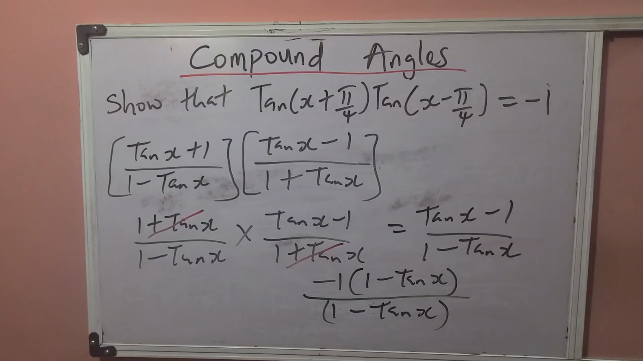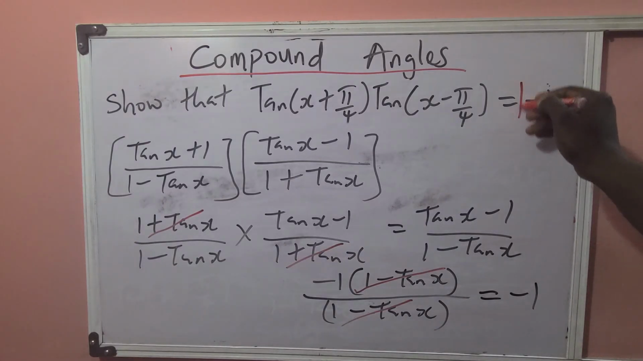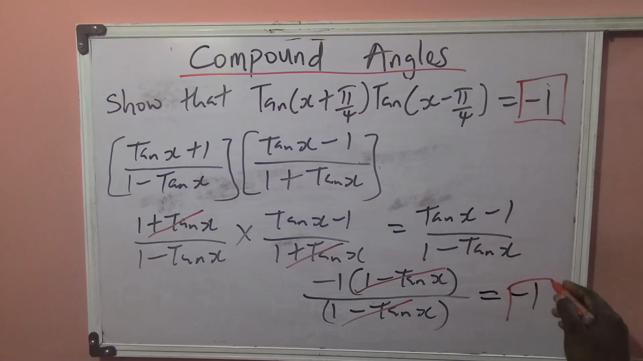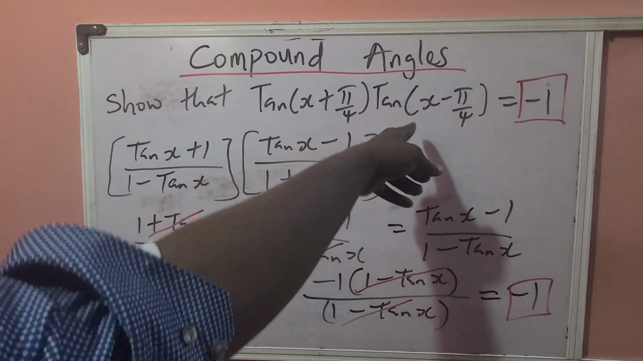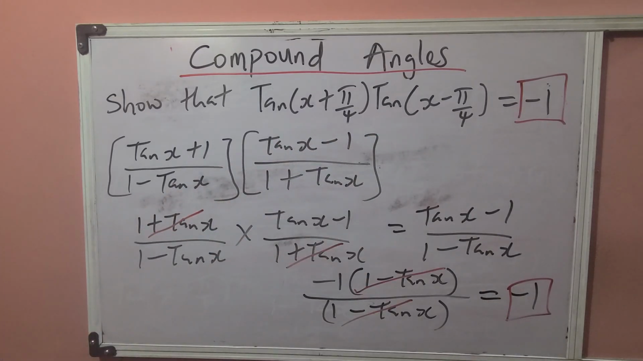So, all right, you can go on to cancel out 1 minus tan x and 1 minus tan x. This will give me the final answer to be minus 1, which was the original answer I was told that I should arrive at. So you can see that we have been able to arrive at minus 1. So we've been able to show that the multiplication of these two compound angles will give us minus 1. Let's see another example very quickly.